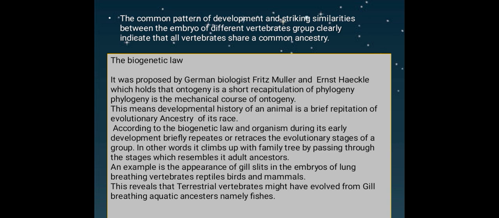According to the biogenetic law, an organism during its early development briefly repeats or recreates the evolutionary stages of a group. In other words, it climbs up its family tree by passing through stages which resemble its adult ancestors. An example is the appearance of gill slits in the embryos of lung-breathing vertebrates: reptiles, birds, and mammals. This reveals that terrestrial vertebrates might have evolved from gill-breathing aquatic ancestors, namely fishes.